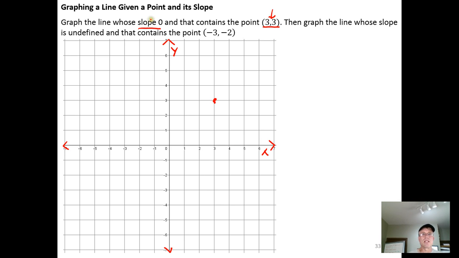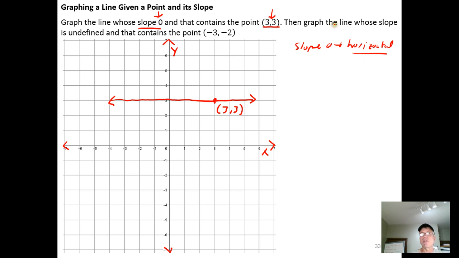And then it says the line whose slope is 0, and what we need to remember is that if the slope is 0, that implies I have a horizontal line, right? The slope is 0, which means we're flat. And to be flat means to be horizontal or parallel to the x-axis. There's the line that passes through the given point whose slope is 0. So that went through the point 3, 3.